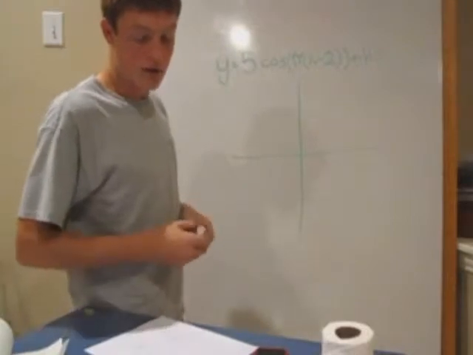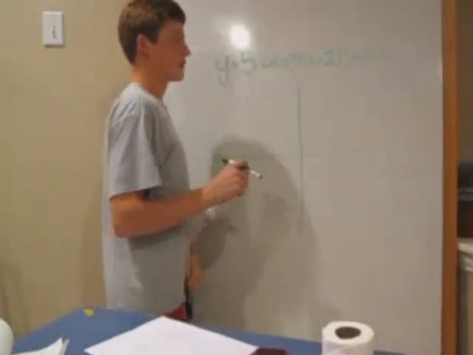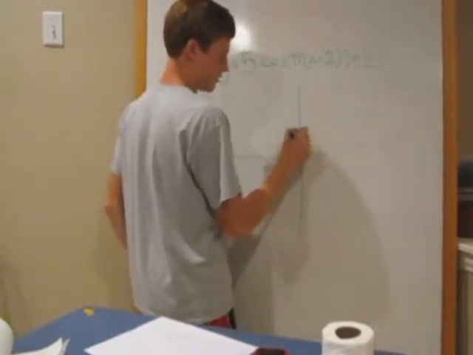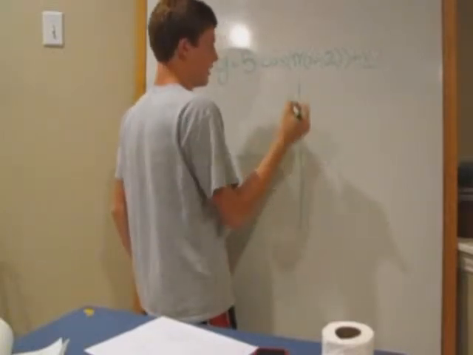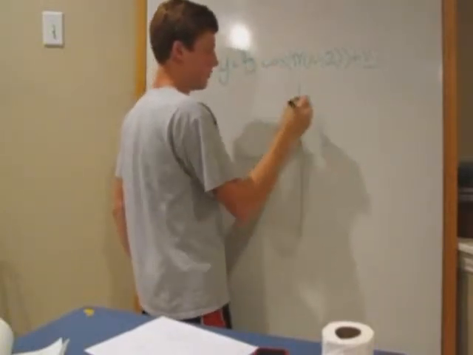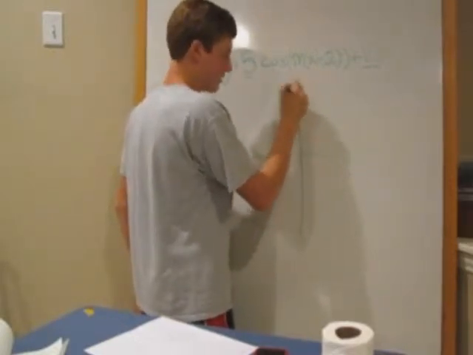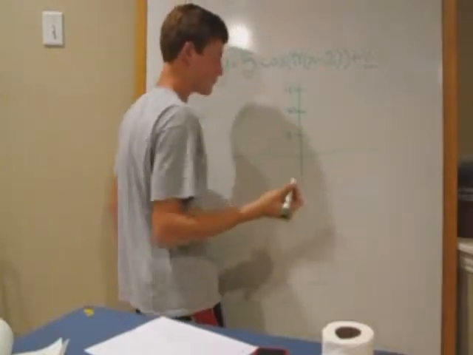I like to start by setting up the y-axis. So what we're going to do first is find the median, which is going to be our D value. So you're going to go up 10, so 1, 2, 3, 4, 5, 6, 7, 8, 9, 10. And then for our values up and down, it's going to be the amplitude. So 5 plus 10 is going to be 15, and then 10 minus 5 is just going to be 5.